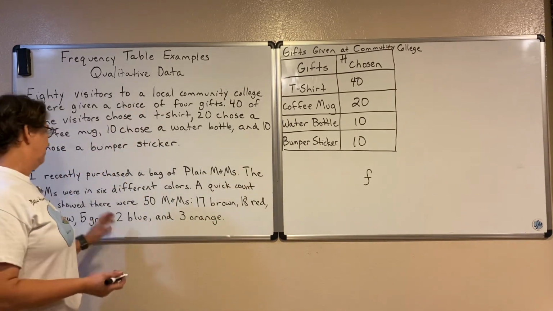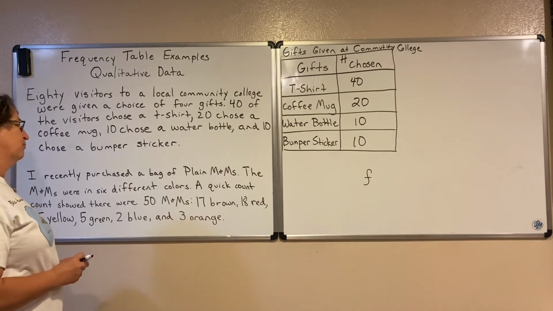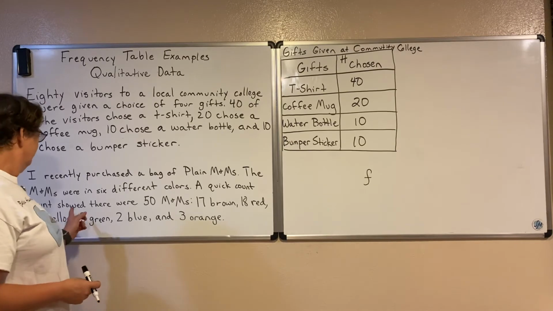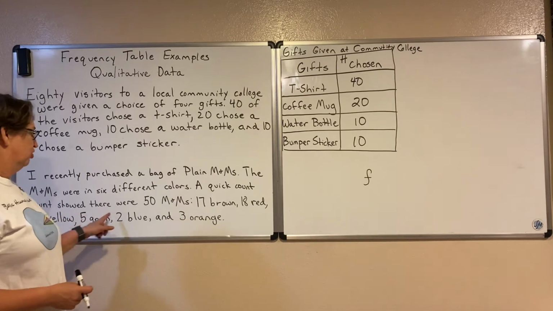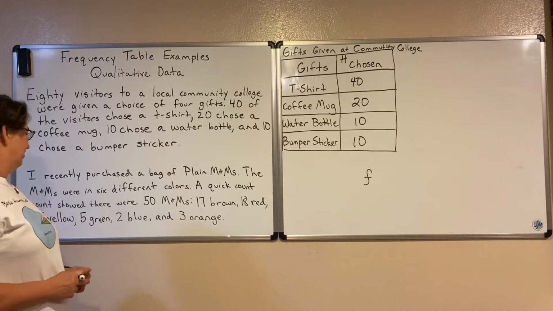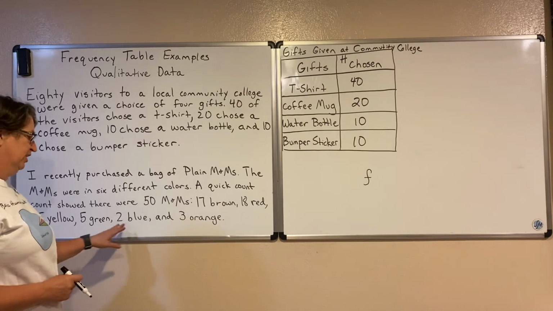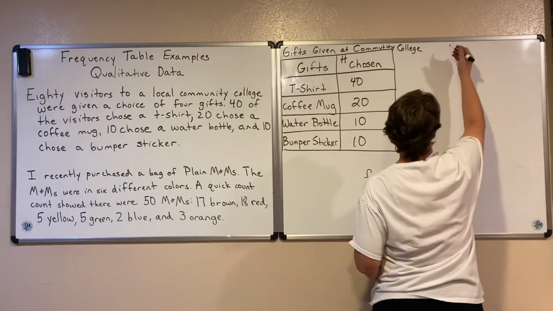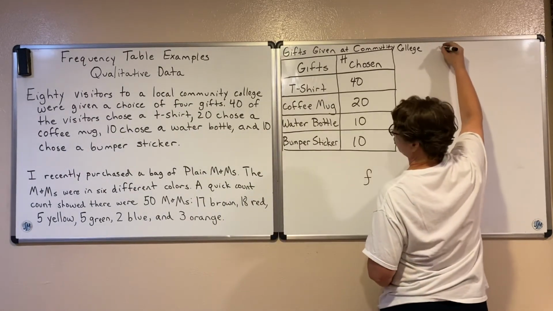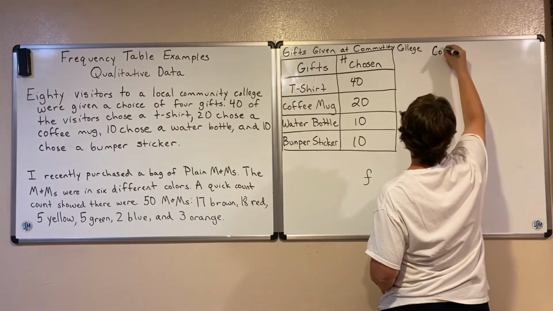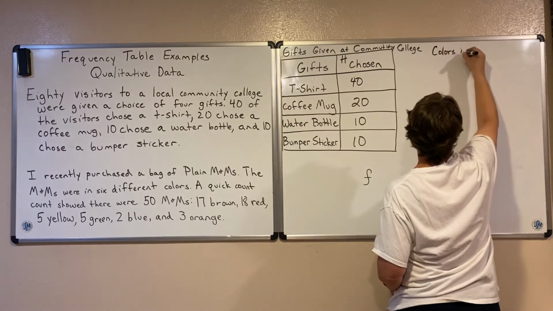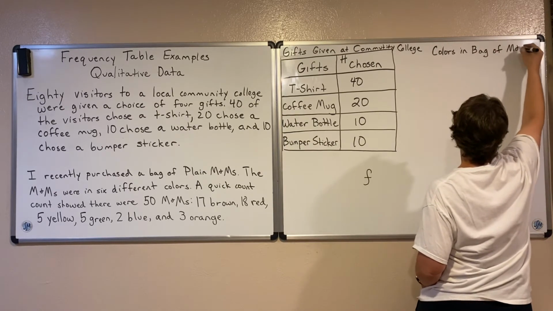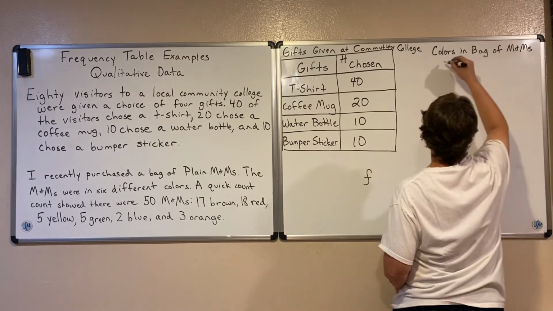Let's do our other example. I recently purchased a bag of plain M&Ms. The M&Ms were in 6 different colors. A quick count showed there were 50 M&Ms: 17 brown, 18 red, 5 yellow, 5 green, 2 blue, and 3 orange. So again, I may start with that title. Colors in a bag of M&Ms.